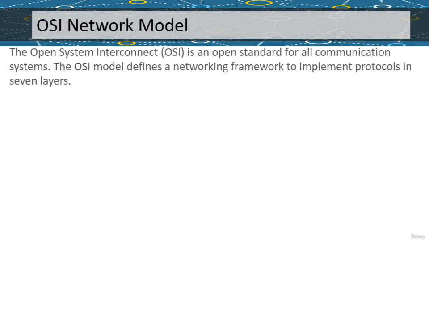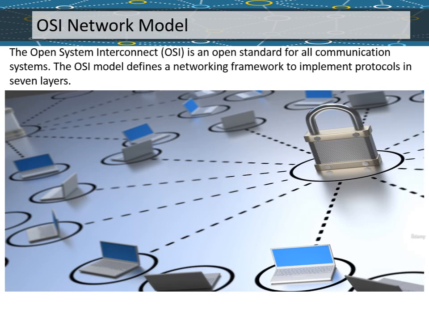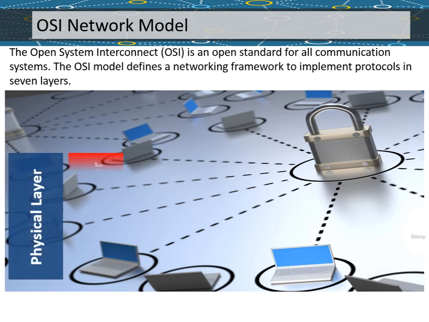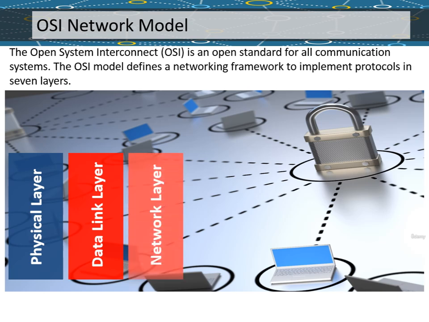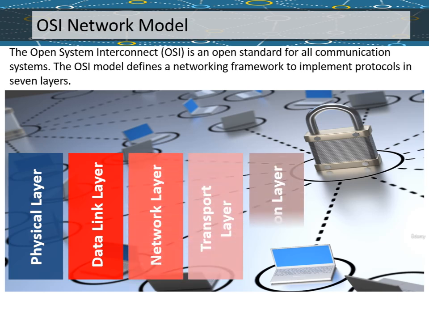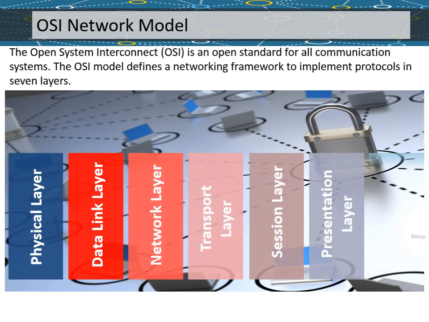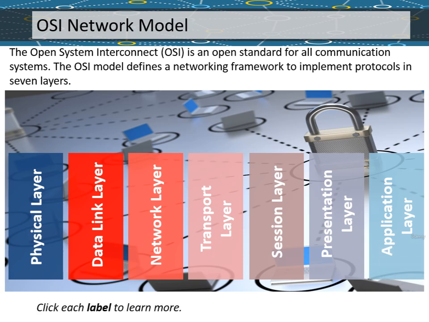OSI network model. The Open System Interconnect (OSI) is an open standard for all communication systems. The OSI model defines a networking framework to implement protocols in 7 layers: physical layer, data link layer, network layer, transport layer, session layer, presentation layer, application layer. Click each label to learn more.